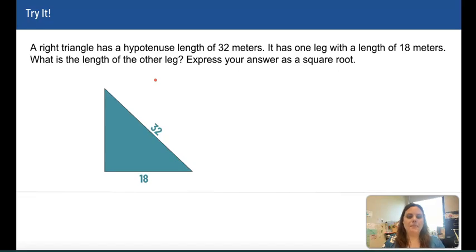You give it a try. A right triangle has a hypotenuse length of 32 meters. It has one leg with a length of 18 meters. What is the length of the other leg? You can express your answer as a square root. So if it is not a whole number, you can leave it as a square root. Pause the video, try this on your own, and press play to see the answer.